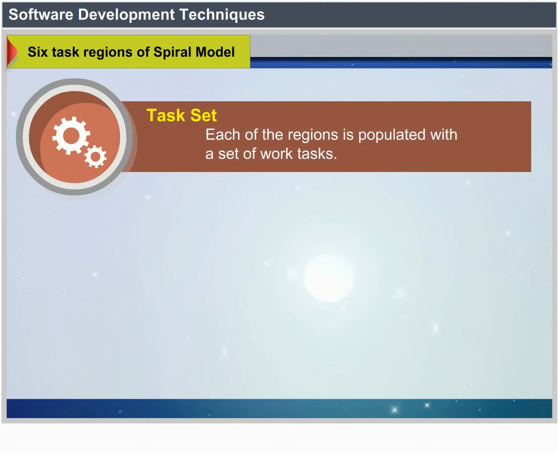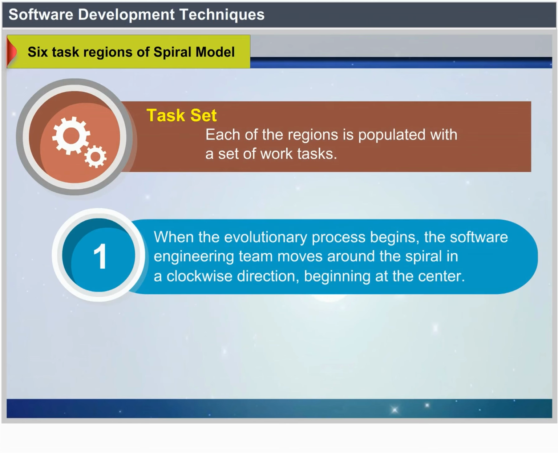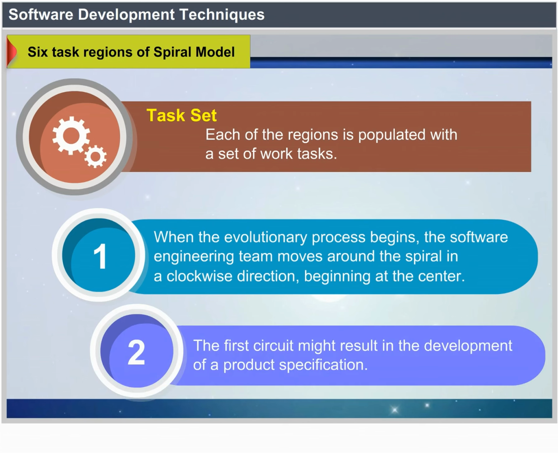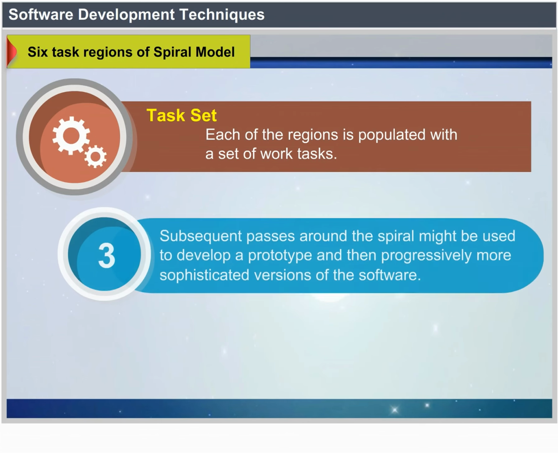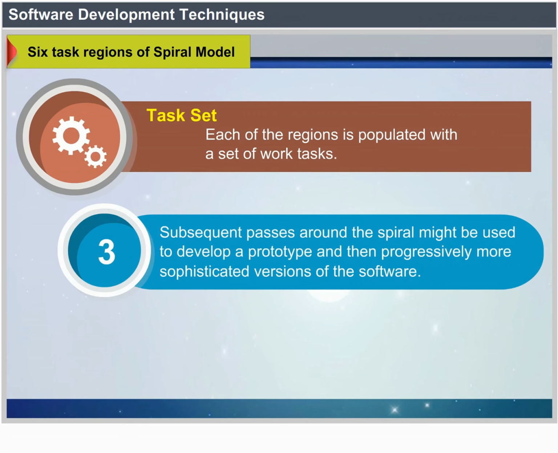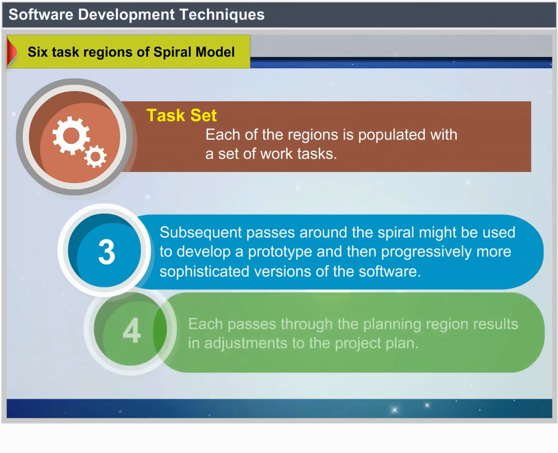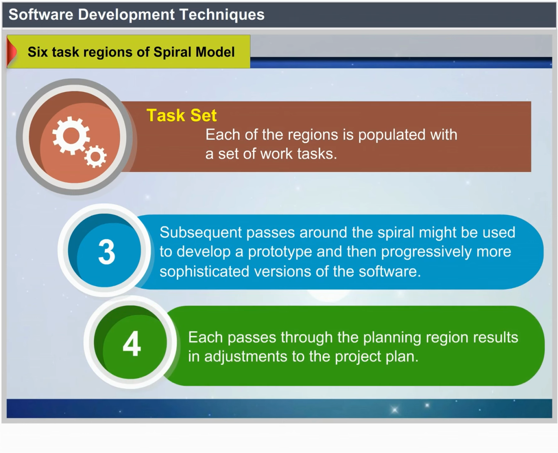Task set. Each of the regions is populated by a set of work tasks. While the evolutionary process begins, the software engineering team moves around the spiral in a clockwise direction, beginning at the center. The first circuit might result in the development of a product specification. Subsequent passes around the spiral might be used to develop a prototype and then progressively more sophisticated versions of the software.